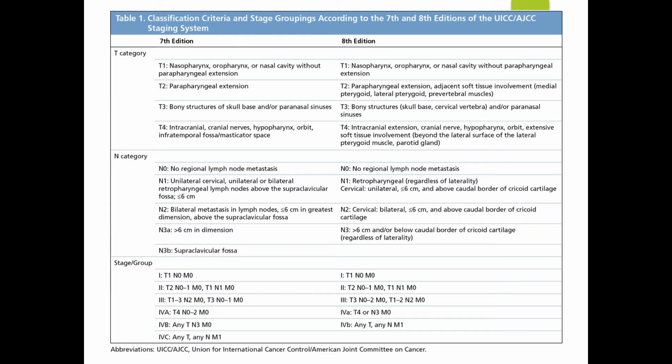This table shows the UICC AJCC staging system. The 7th edition was published in 2009. The 8th edition was published in 2017. The adjustments are mainly at the T classification. At the nodal classification, there is no more 3A and 3B, which is supraclavicular involvement. It has become only N3, which is more than 6 centimeters and/or below the caudal border of the cricoid cartilage.